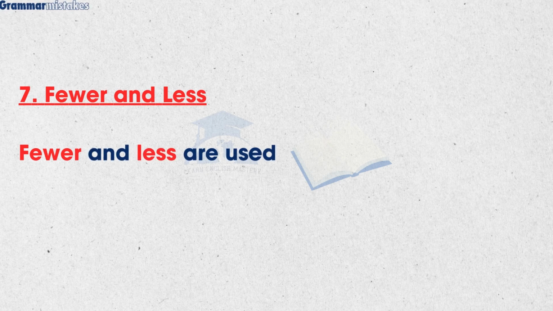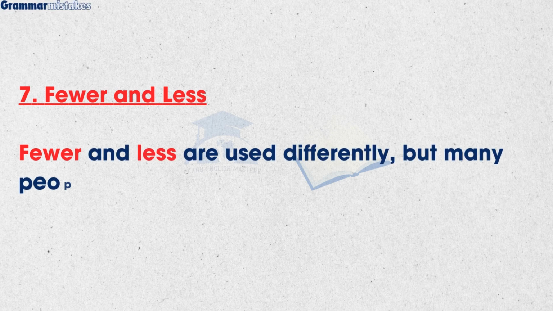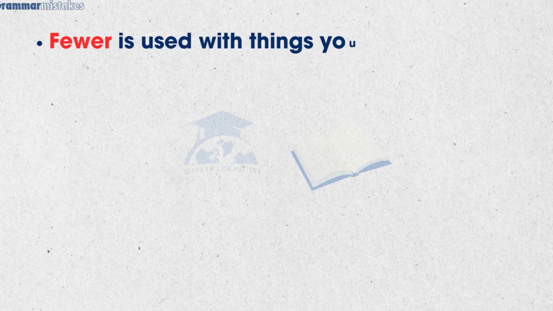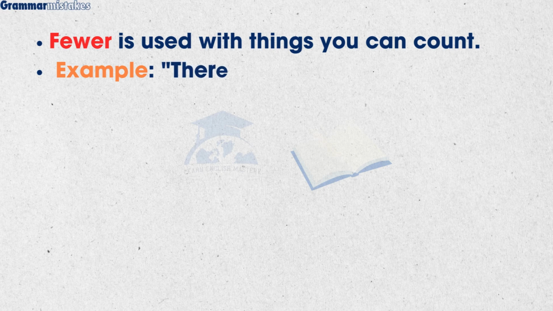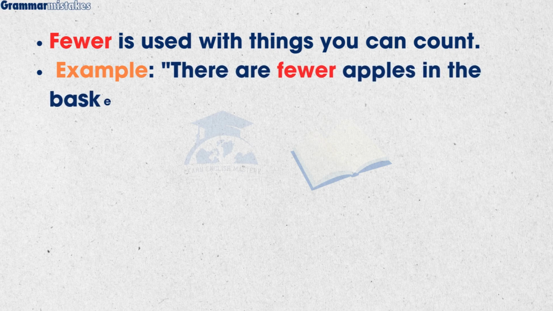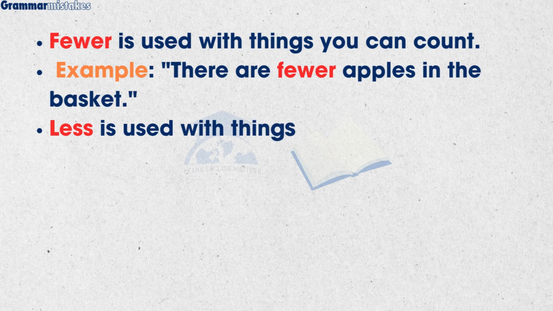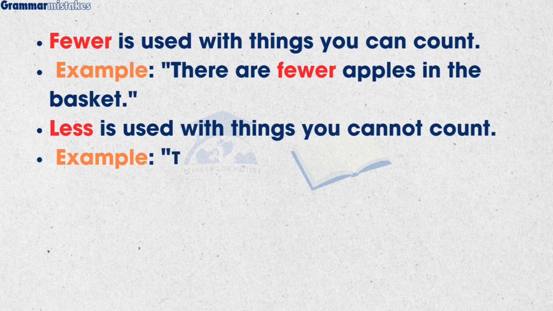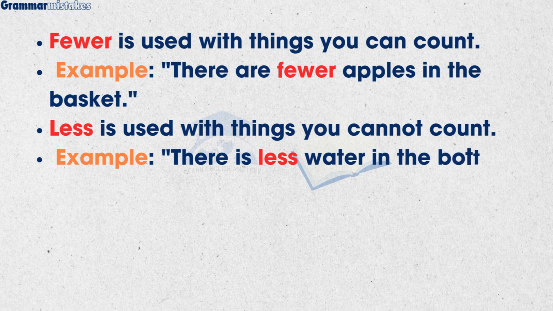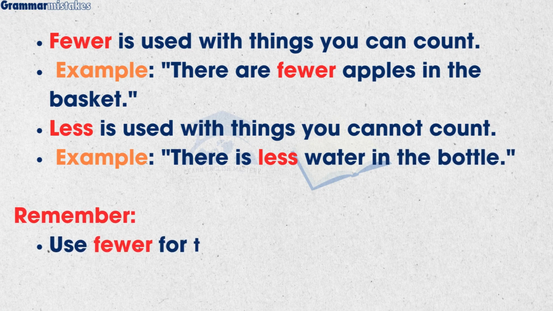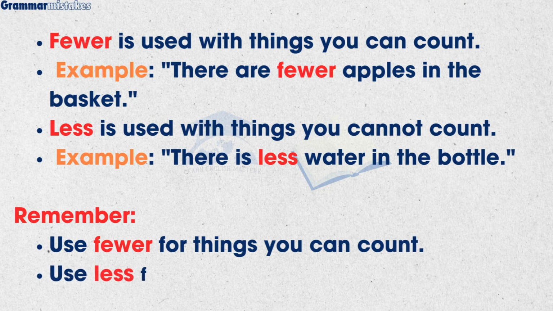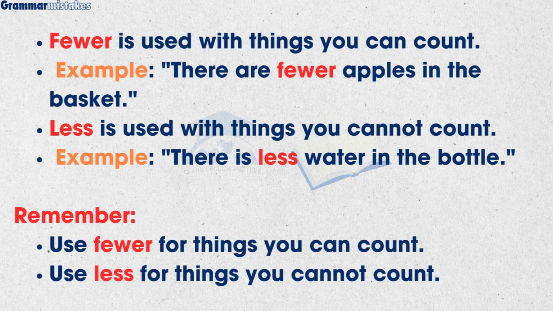7. Fewer and less. Fewer and less are used differently, but many people mix them up. Fewer is used with things you can count. Example, there are fewer apples in the basket. Less is used with things you cannot count. Example, there is less water in the bottle. Remember, use fewer for things you can count. Use less for things you cannot count.